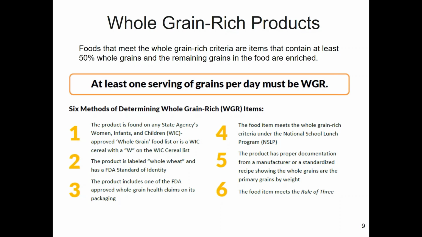An item only needs to meet the standards for one of the 6 methods of crediting whole grain rich. If you would like a more in-depth explanation of the 6 methods, please review the Grains YouTube video linked from the CACFP training page mentioned earlier.